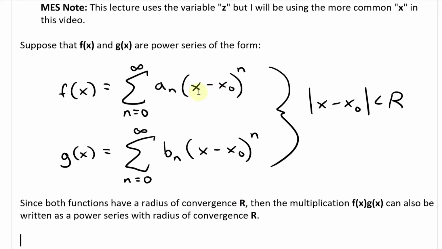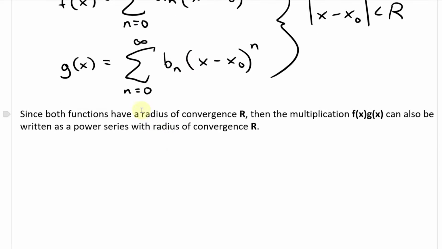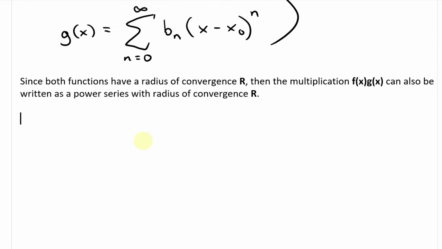In other words, they both converge, so if you're multiplying a convergent series by another convergent series, you're going to get the value times another value, and they're both convergent. The multiplication is going to be convergent as well. So let's write our multiplication as another power series.